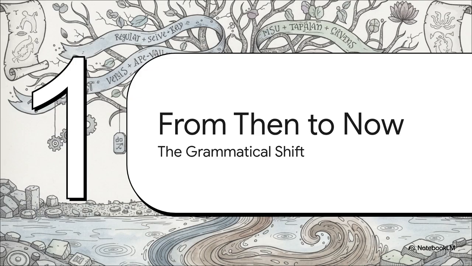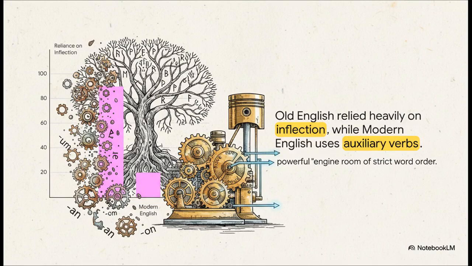So what we've really uncovered here is this massive evolutionary shift in the very blueprint of the English language. It's a pretty cool story of how making one thing simpler led to a whole new kind of complexity somewhere else. This chart really sums up the whole story. You can see on the left, Old English relied heavily on all these different word endings, but modern English, on the right, basically threw most of those endings in the garbage and replaced them with a strict word order and that powerful engine room of helper verbs.